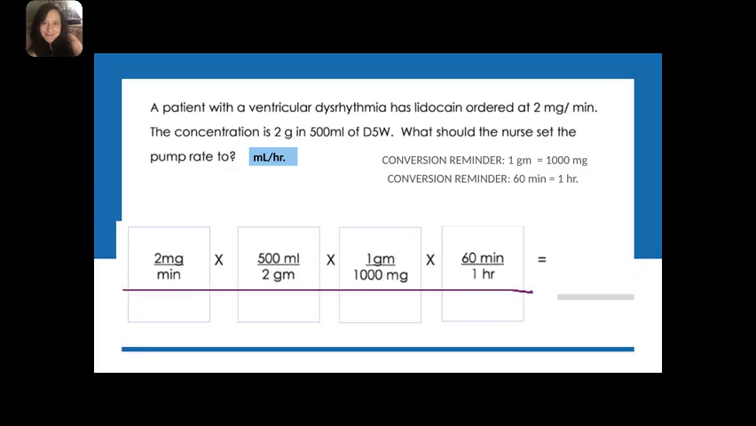So when you do that, you had 60,000 in the numerator, right? And then I have that under 2,000. What will happen is I'm going to divide the 2,000 into the numerator. And I have a result of 30 mils per hour.